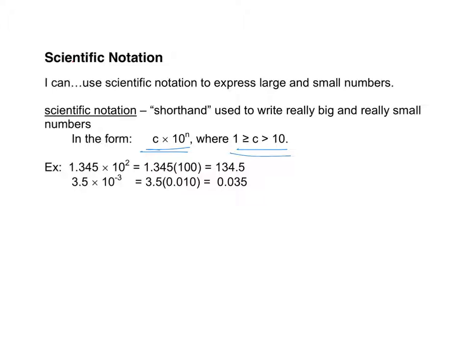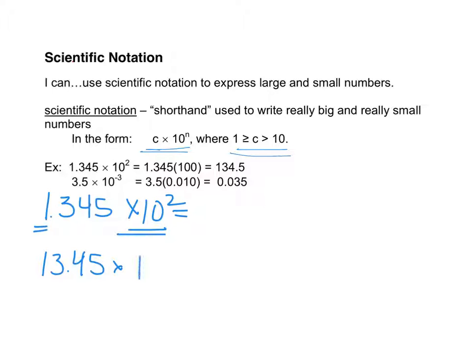when we have the number 1.345 times 10 to the second, this number is written in scientific notation. There's one digit before the decimal point, times 10 to a certain power. However, the number 13.45 times 10 to the first power is not in scientific notation because we have two digits before the decimal point instead of just one.